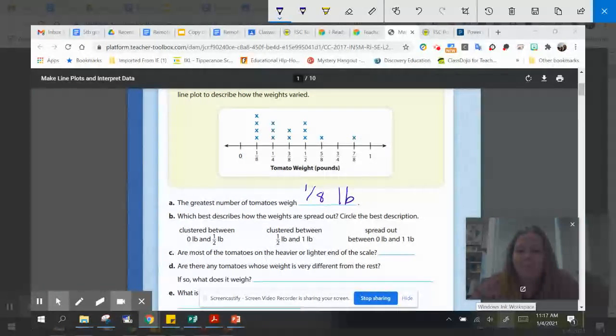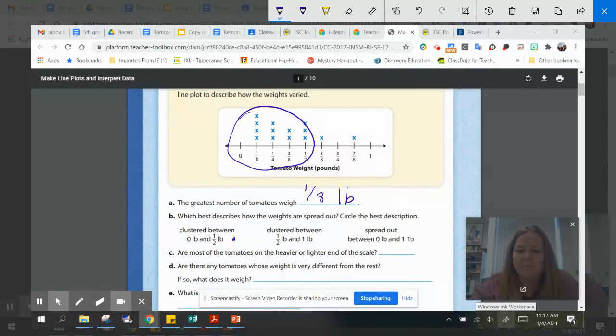Which best describes how the weights are spread out? So look at those X's. Are they all clustered in a small area, or are they spread out? We look clustered between 0 and a half a pound. Here is between 0 and a half a pound, and almost every tomato is in that. So that looks like a good possibility.